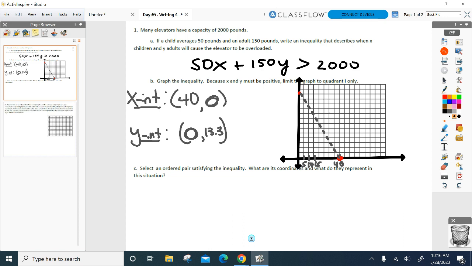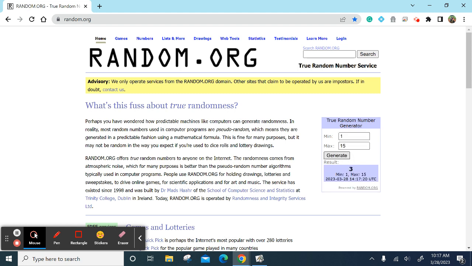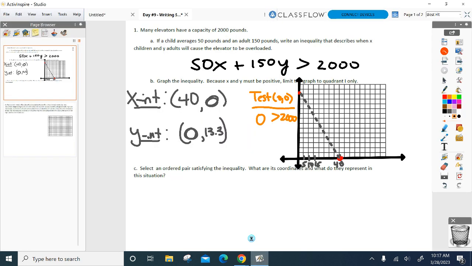And I'm still testing the same points out. All right, I can test 0, 0 here because the line doesn't go through it. So based on that, when you plug in 0, 0, does it work? Not true. Will it work, Dylan? Is 0 greater than 2,000 when I plug it in? Nope, so I should shade.